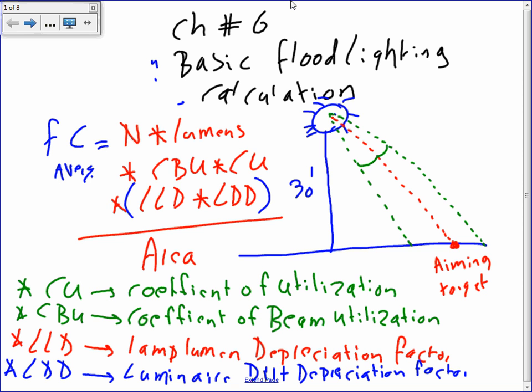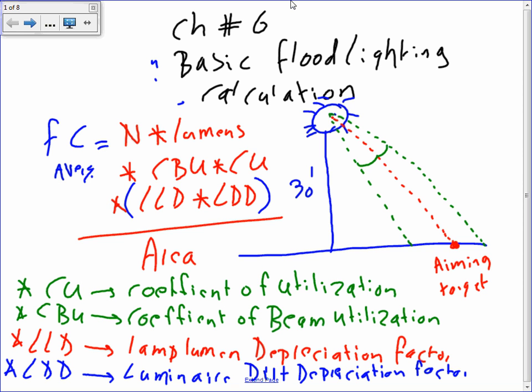Number of lights: how many heads do you have on this floodlight? Lumens: how many lumens coming out of each head? Multiplied by coefficient CU. CU, guys, is the coefficient of utilization, how efficient the design of this fixture is, given a factor. And then CBU is the coefficient of beam utilization.